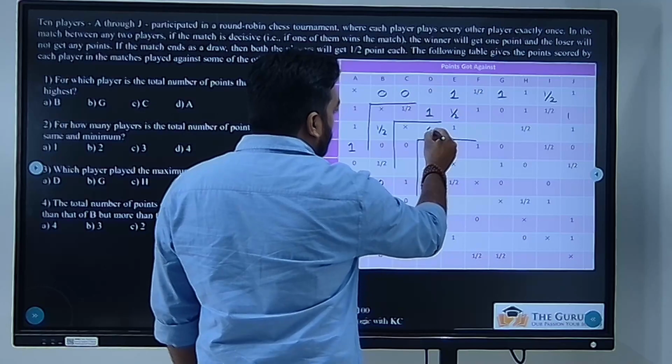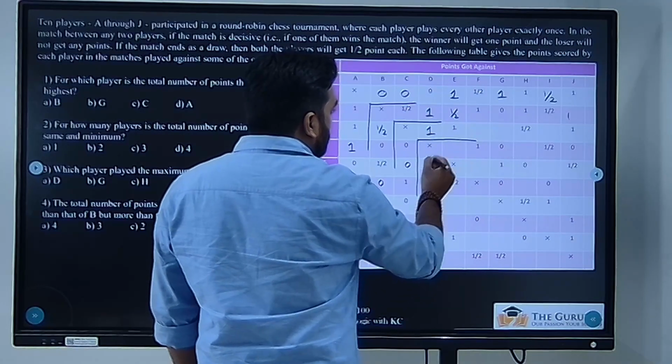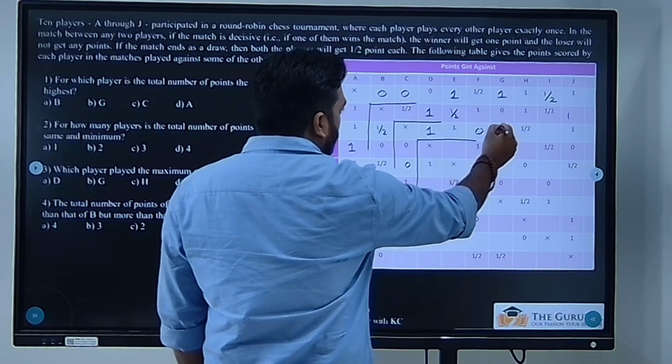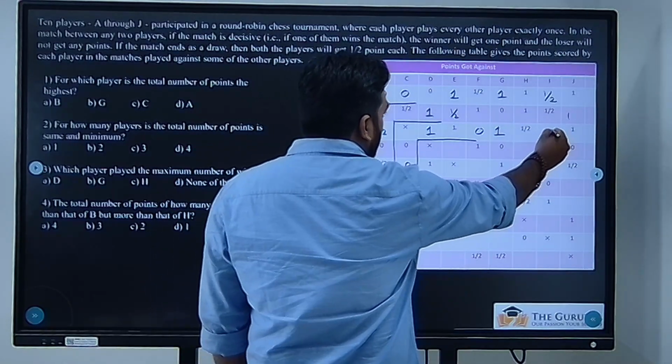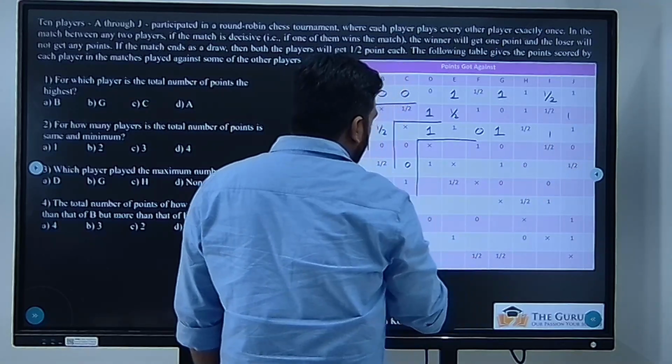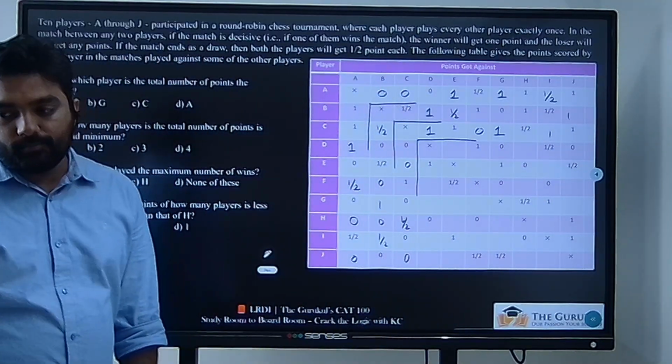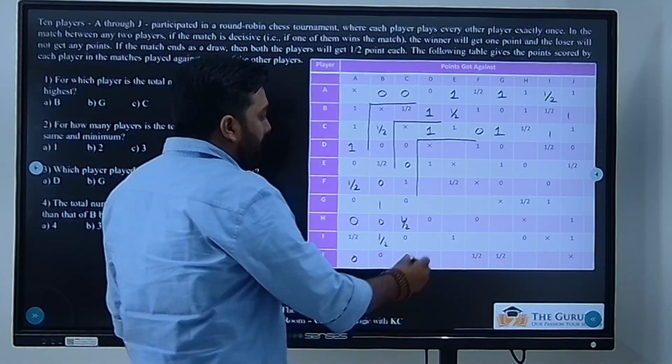Next, third row and third column. This is 0. It should be 1. 1, 0, 1, 0, 0. This should be 1. Half. This should be half. 0. This should be 1. 1. This should be 0. Check the patterns, how we are writing.